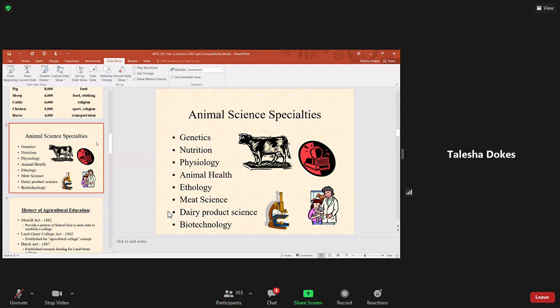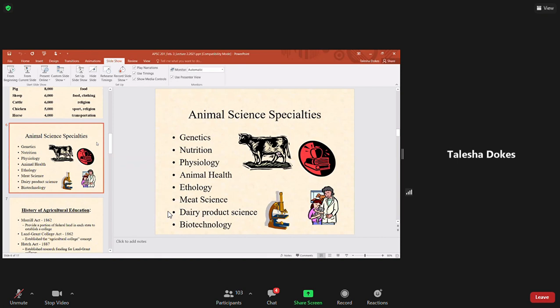So, animal science specialties. Animal science is comprised of a lot of different areas, and these are just some of the main areas one could research or study or go into. I've seen in your chat that you all have a variety of interests, and a lot of them fall under some of these specialties. So genetics is basically the science of heredity and the variation of inherited characteristics. All these are listed in your book to the side. This is just a recap of some of the definitions of what these specialties include.